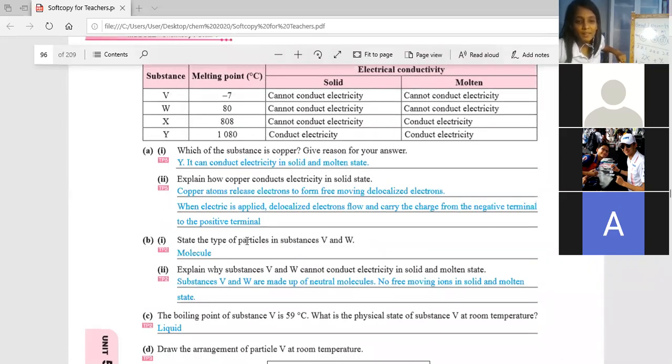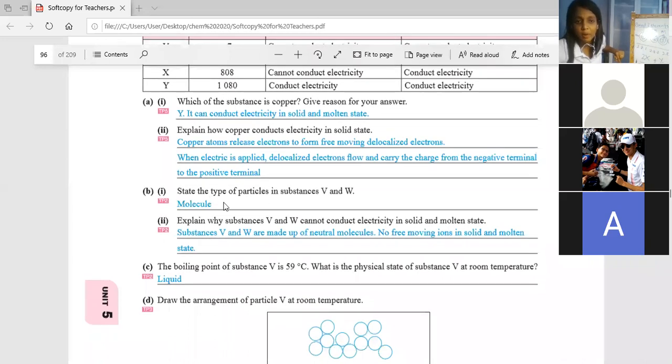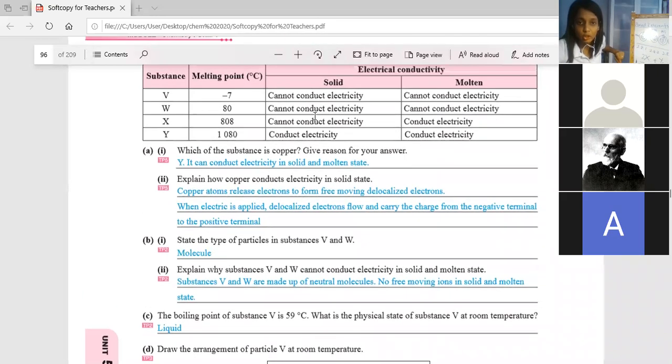The question is about the type of particles found in V and W. Both V and W cannot conduct electricity. So what do you think it should be? Ion, molecule, or atom? Molecule. Very good. It is a molecule. Circle the words type of particles. Type of particles can only be three: molecule, ion, and atom. So of course my answer will be molecule, because both are not conducting electricity.